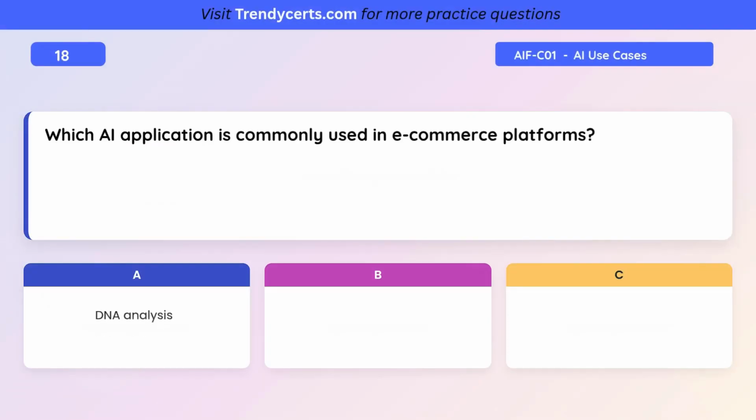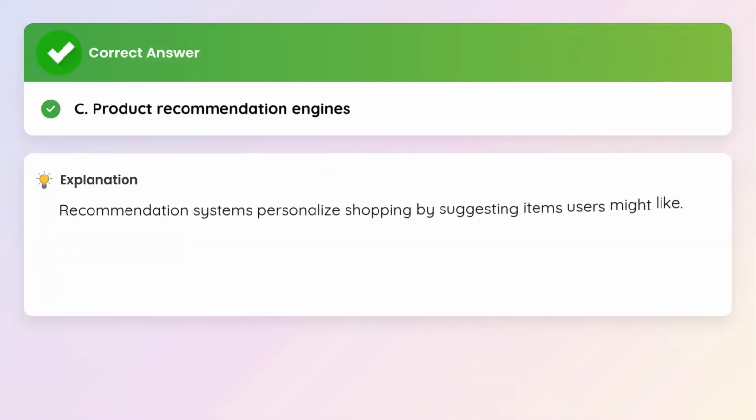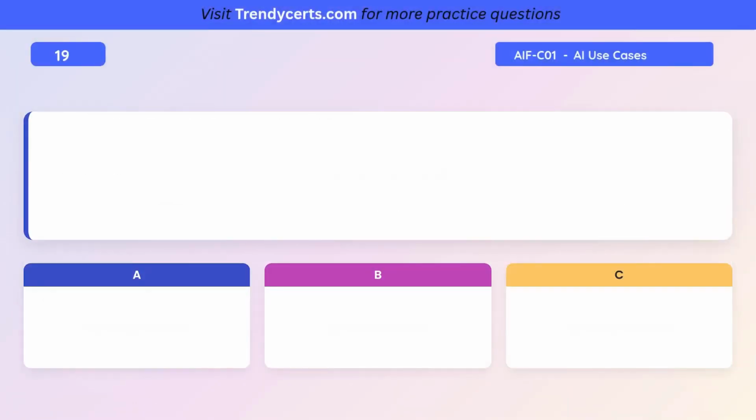You've probably seen this next one in action. Which AI application is commonly used in e-commerce platforms? A. DNA analysis. B. Speech recognition. C. Product recommendation engines. The correct answer is C. Product recommendation engines. If you've ever shopped online and seen a "customers who bought this also bought" section, you've used a recommendation engine. These systems use AI to personalize your shopping experience by suggesting items you might like.